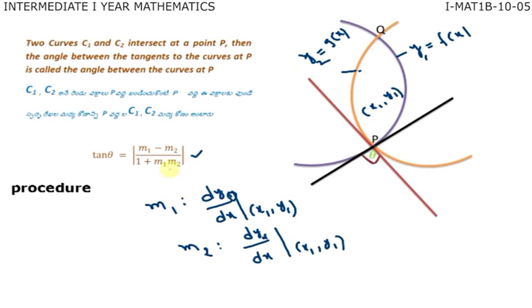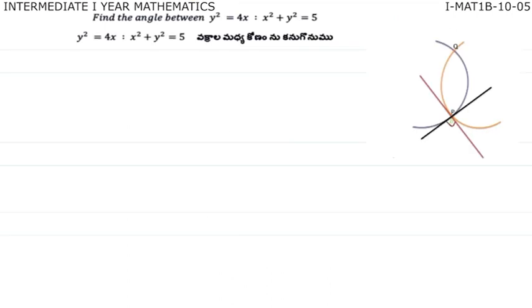So let us solve the problems. Find the angle between y square is equal to 8x, y square is equal to 4x, and x square plus y square is equal to 5. This is the rough diagram. So first, the point is not given here. We have to find the point of intersection. For that, solve these two equations. Solve 1 and 2.